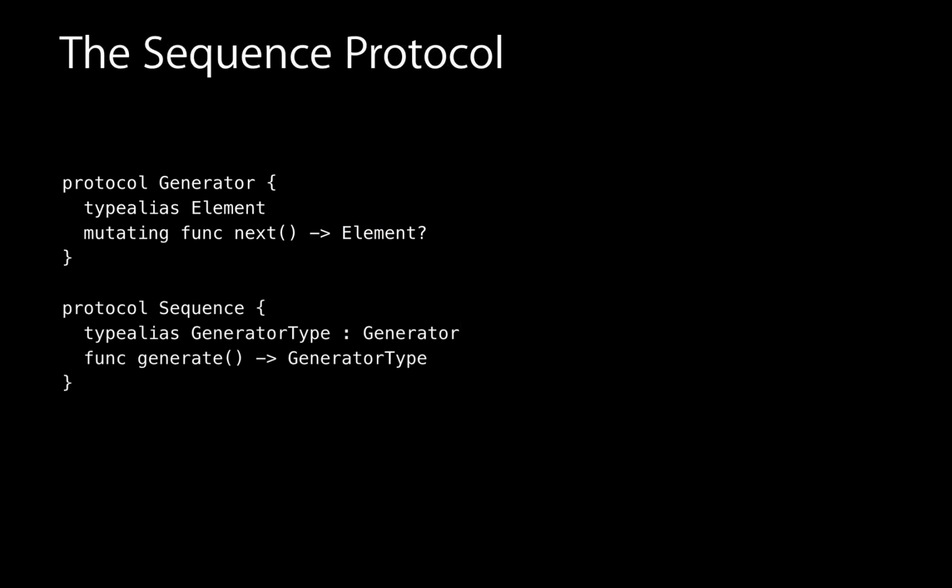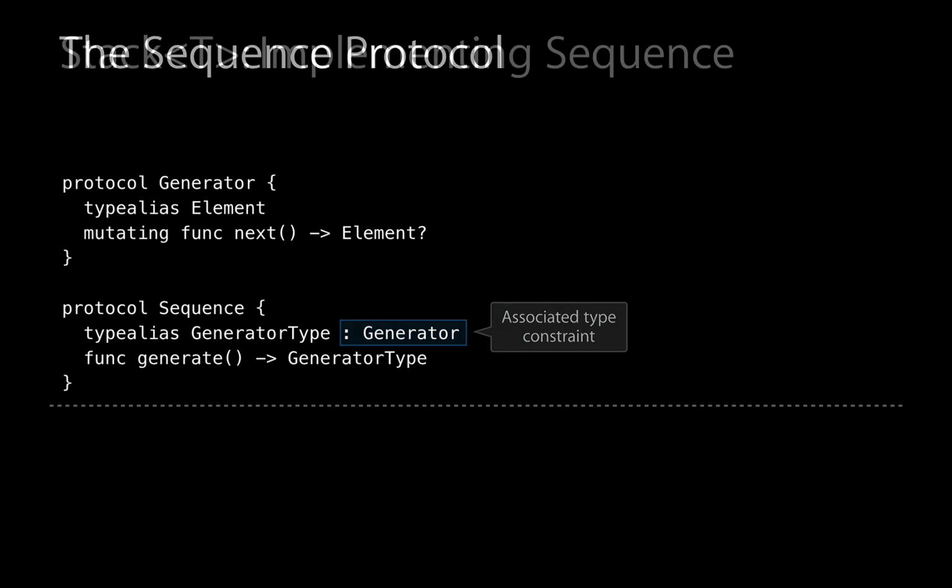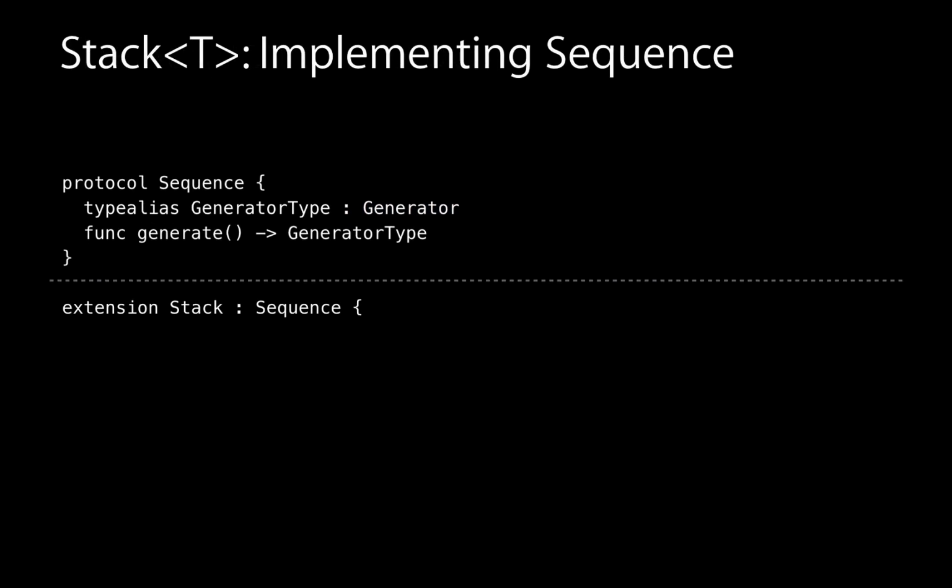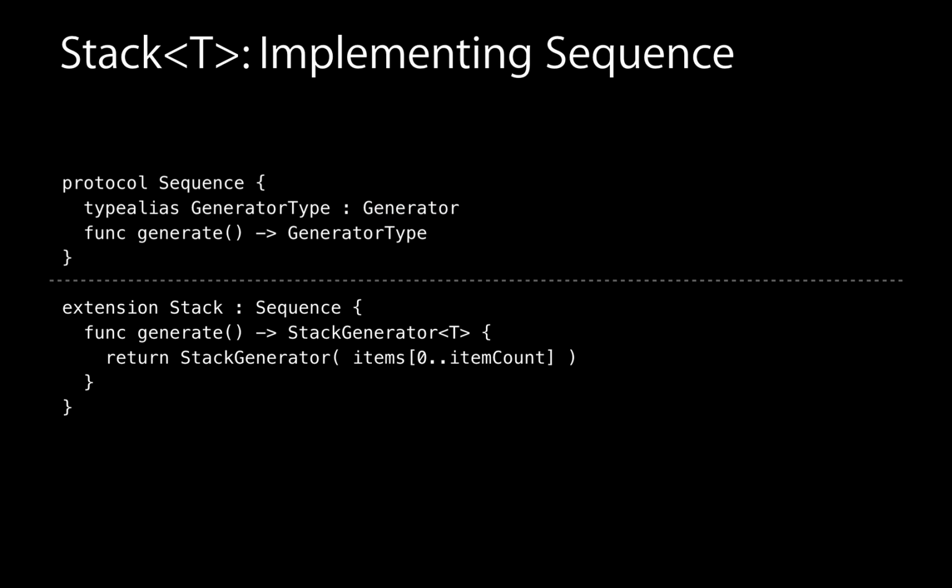So sequence has a very similar structure to that of generator. The most notable difference is that its associated type is constrained here to be a generator. And that's how Swift knows that it can call next on the thing that it gets out of generate. OK, so let's implement sequence for our stack. Here it is. Notice first that I've done the entire implementation inside an extension that's dedicated to that protocol. And this is a really slick way to partition your code, especially if you have a lot of protocol conformances. And that's going to be pretty common in Swift.